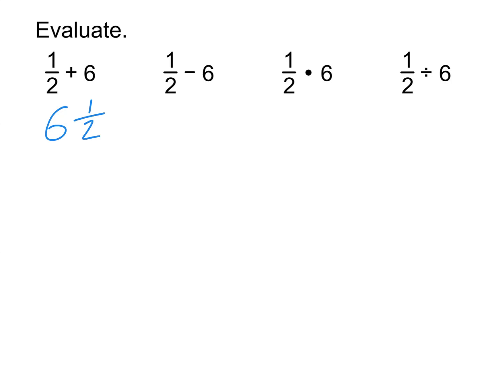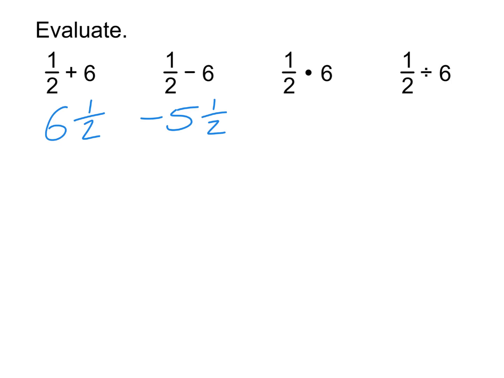Now in the second problem, we're doing 1/2 minus 6. When we subtract, does order matter? Yes, it does. But the nice part is that with subtraction, even though the order matters, the only thing it changes when we flip the order is the sign. What was 6 minus 1/2 again? That was 5.5. And so if I do 1/2 minus 6, it's negative 5.5. So when we change the order of subtraction, the only thing that changes is the sign on the answer.